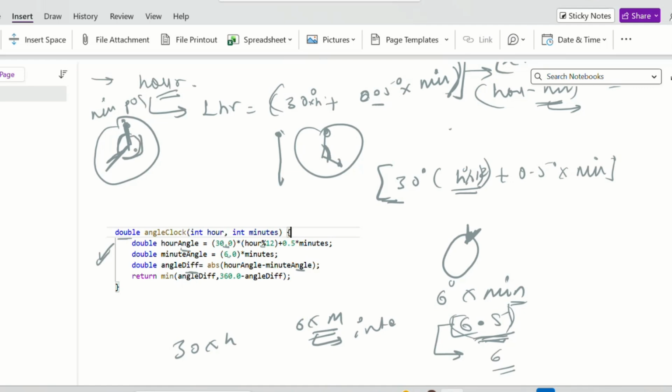So to find the minimum between this and this, we will take the minimum of the angle difference we find with the help of the formula, and also 360 minus this angle difference. So we will be able to find this angle as well. The minimum one we will return. So this is the solution.